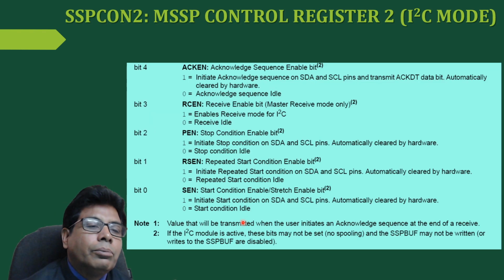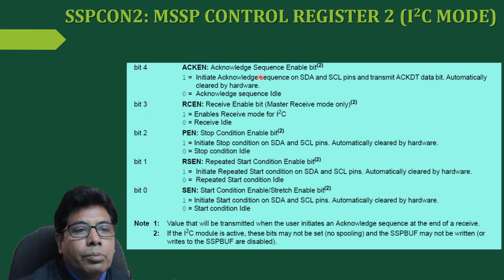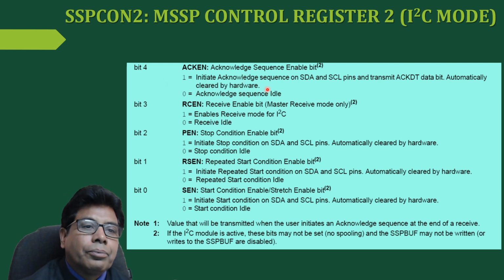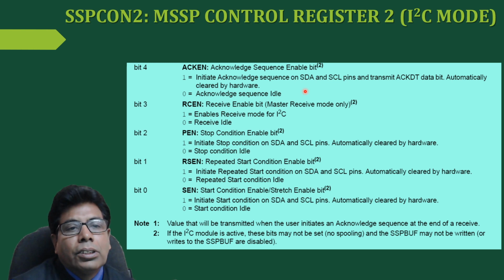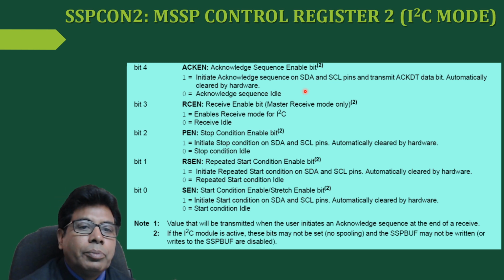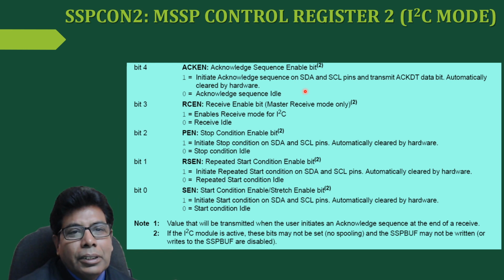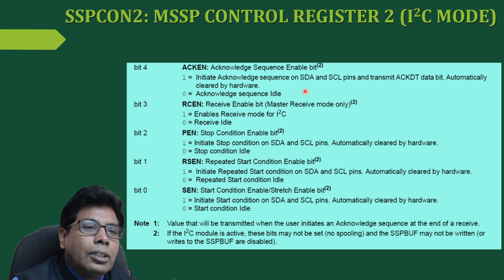Then let us go to bit 4. Acknowledge sequence enable bit. That will be used for the initial acknowledge sequence on SDA and SCL pin. And here the acknowledge data bit will be transmitted. Then 0 means acknowledge sequence is idle.